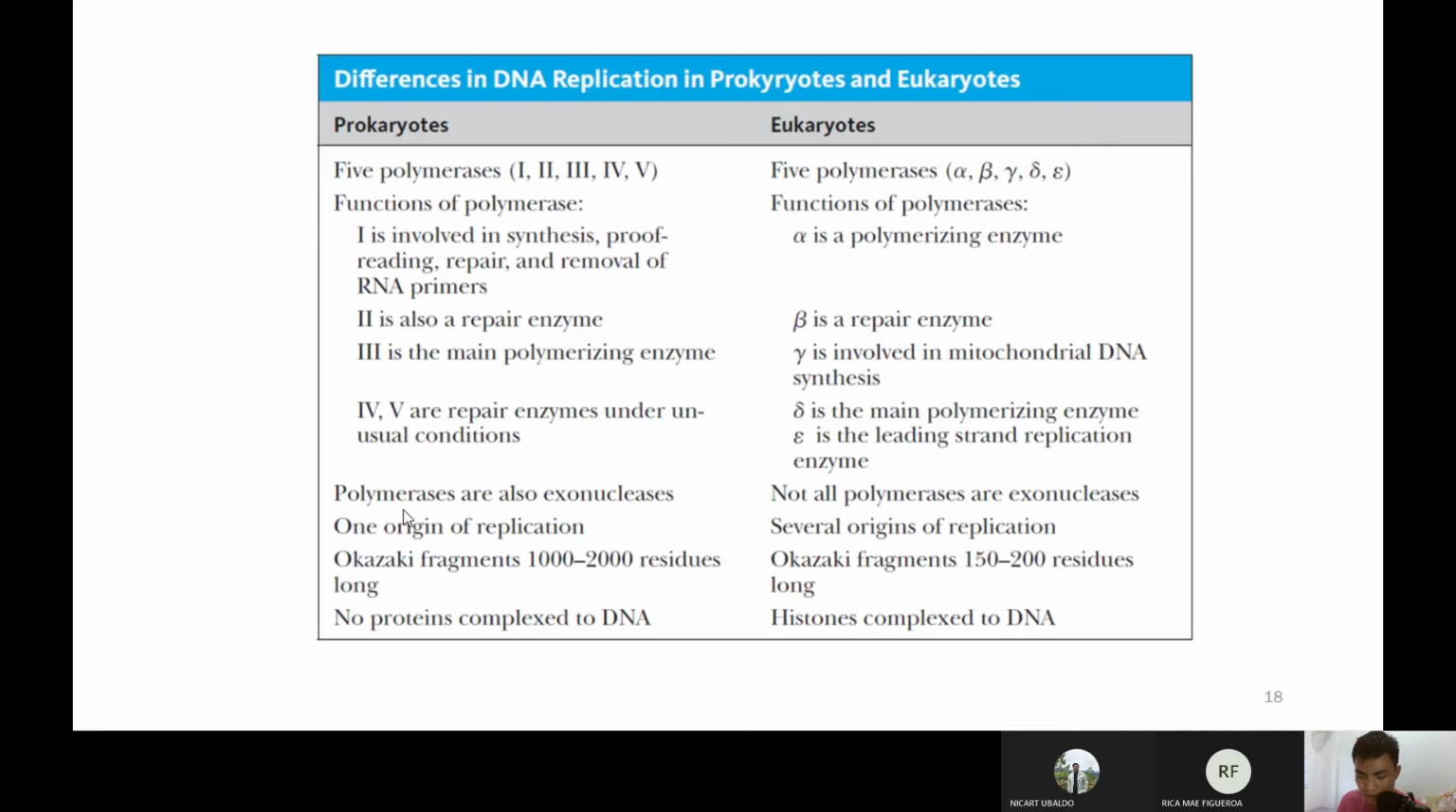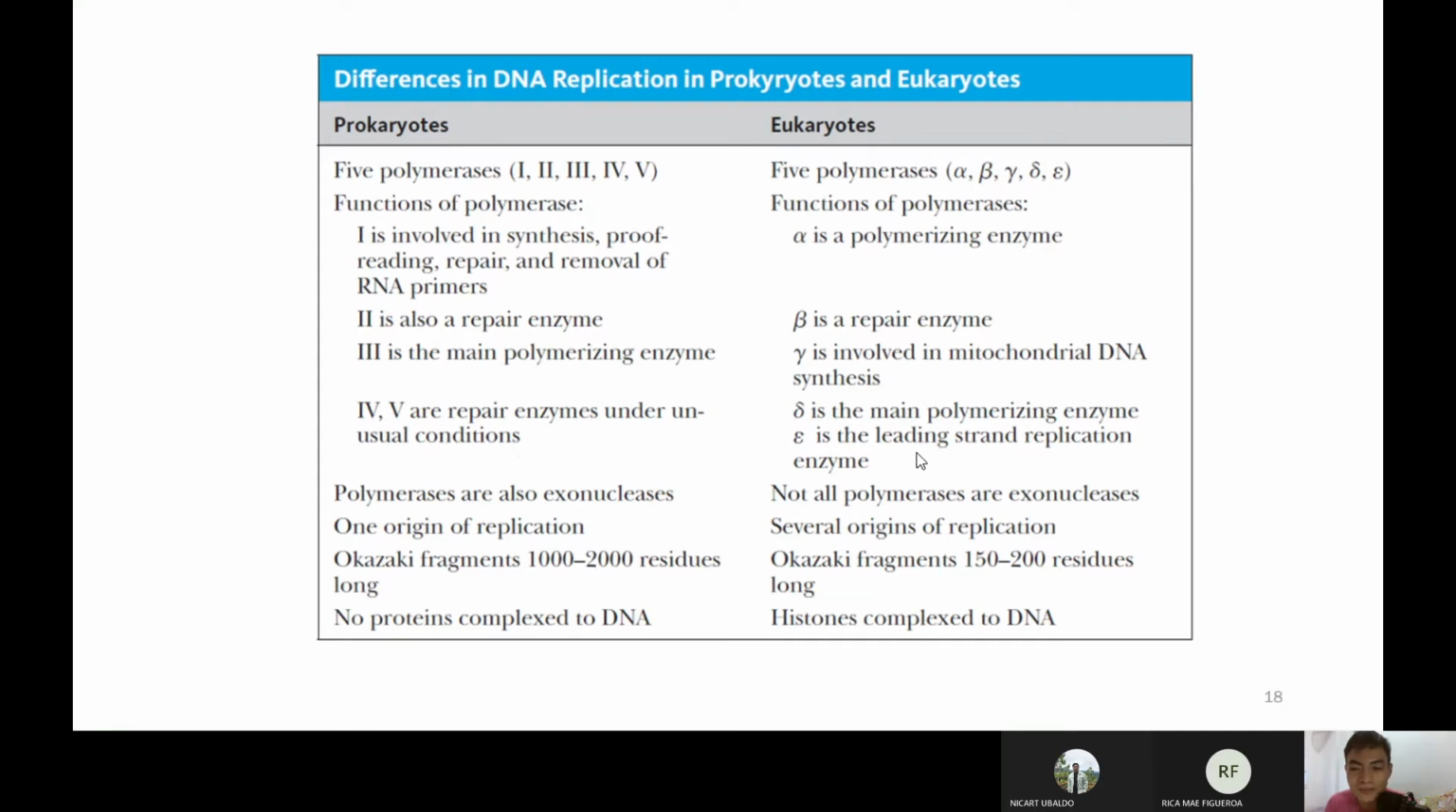We'll read that for prokaryotes, the polymerases are also exonucleases. These are the ones that remove RNA primers. For eukaryotes, not all polymerases are exonucleases. So there are other enzymes that are used to remove the primers. Okay. For prokaryotes, there is only one origin of replication. For eukaryotes, several. Remember, bacteria have only a small amount of genetic material. For humans, there's so much. Our genetic material, our DNA, is coiled a great deal. Imagine if it were done one at a time, it would take so long to replicate. So, we need several origins of replication for eukaryotes.